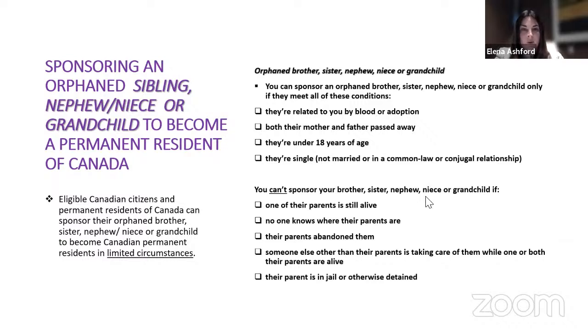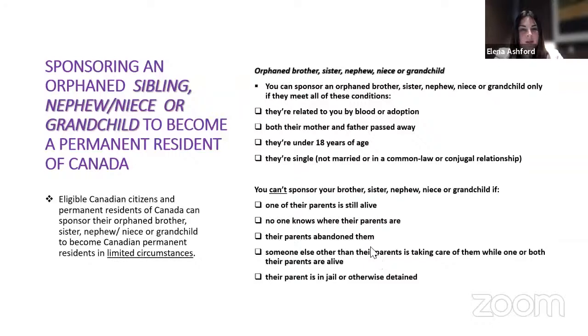Canada is different. You can only sponsor an orphaned brother or sister, right? So both parents have to have passed away, and the sponsored brother or sister has to be under the age of 18, single, and you have to prove the relationship by blood or adoption. And as I stated here too, the IRCC highlights the factors in play where you cannot sponsor your brother, sister, nephew, niece, or grandchild. And again, if they're not orphaned, if one of the parents is alive.